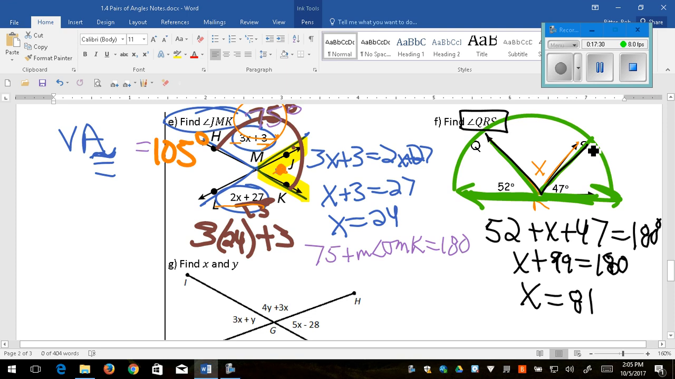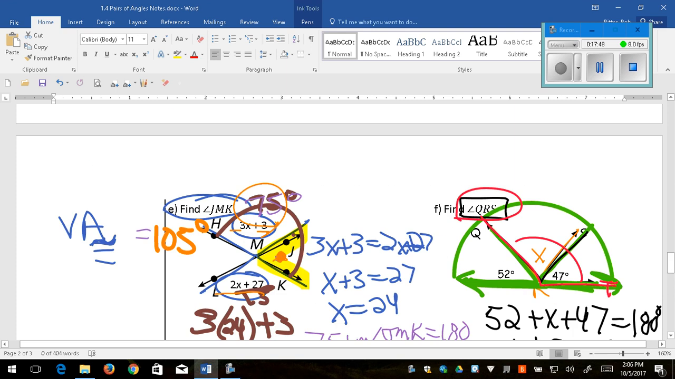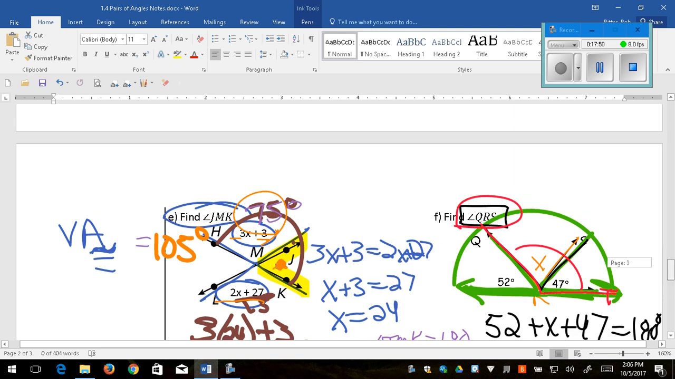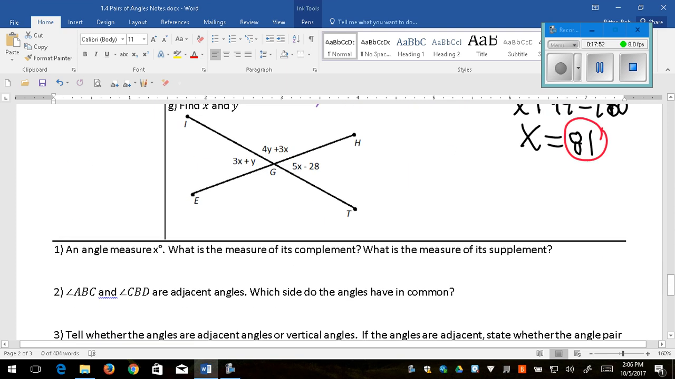Be careful, though, because had they asked us to solve for, let's call this one T, QRT, I would have actually taken my answer and put it together with the 47. So just always go back and read to make sure that you've answered what they asked you to answer. Take a moment to see if you can set up a system of equations for the next problem. For letter G, see if you can set up a system of equations.